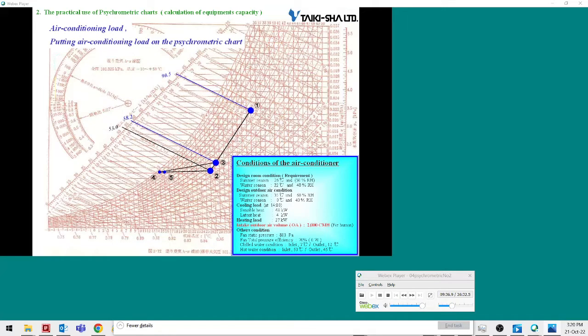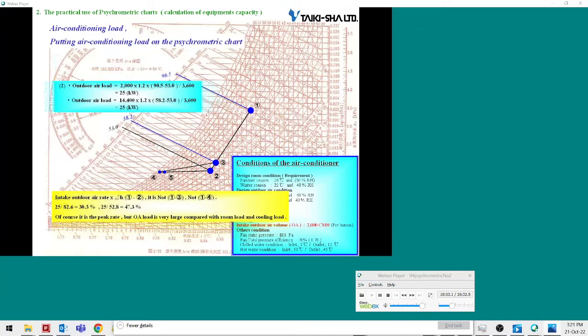Next, I will explain the outdoor air conditioning load. To calculate the outdoor air conditioning load, two different airflow rates are used based on the enthalpy difference to be used. When you use the enthalpy difference between the outdoor air enthalpy and the room enthalpy, you use outdoor air flow rates. On the other hand, when you use the enthalpy difference between the mixing point enthalpy and the room enthalpy, you use supply air flow rates. Be sure not to mistake what each point on the psychrometric chart represents in the air conditioning system.